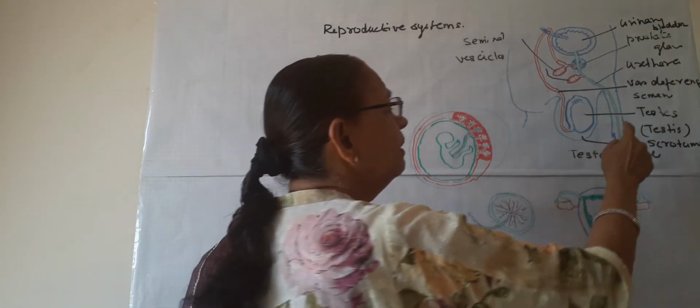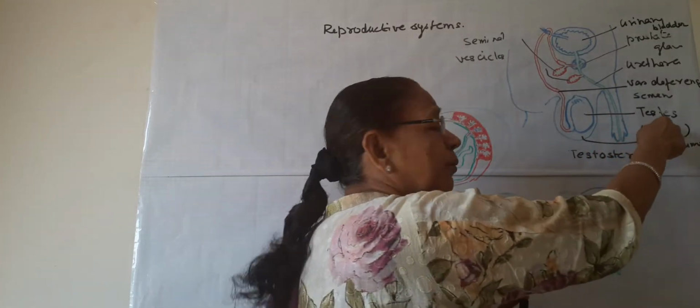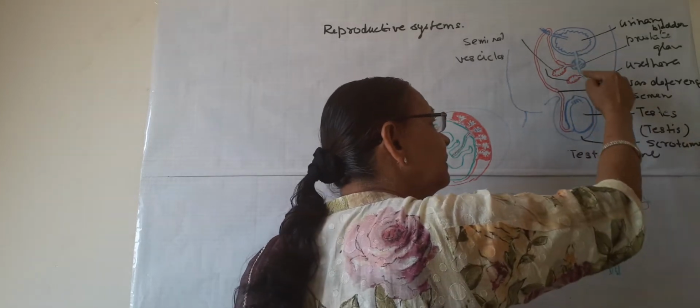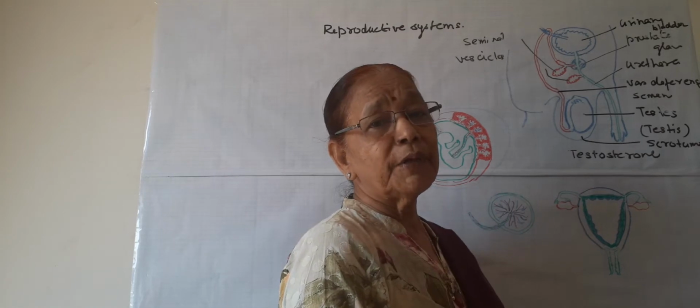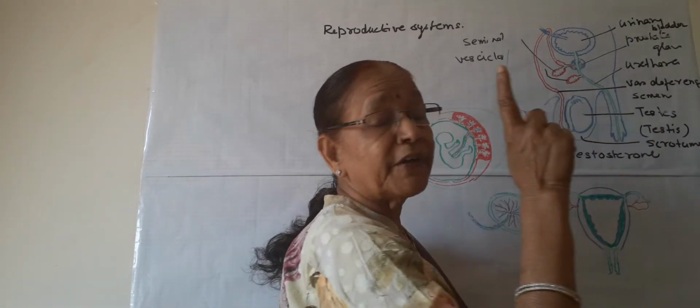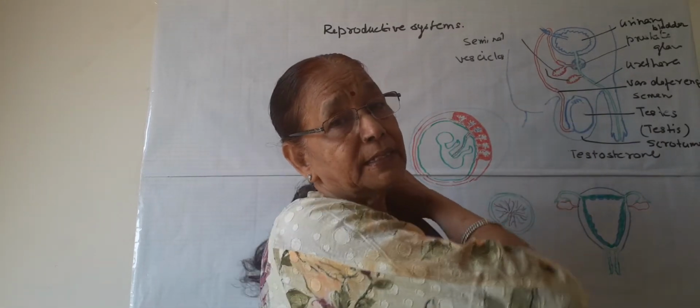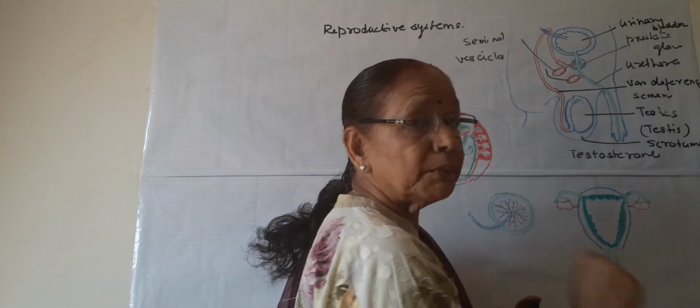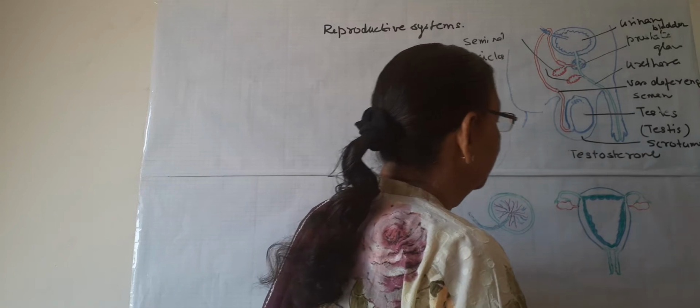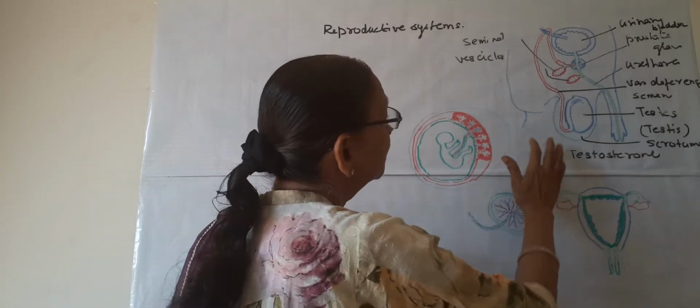The main function is of testes, production of sperms, and these sperms come out of the body, and now they will travel to the site of fertilization in female members of the human beings. So this is the male reproductive system.